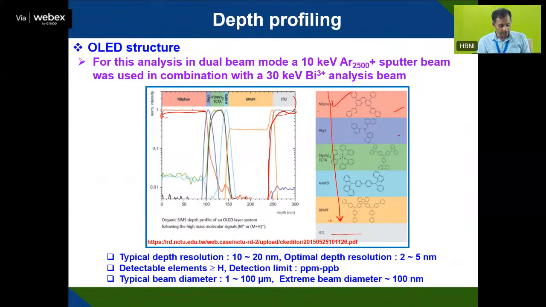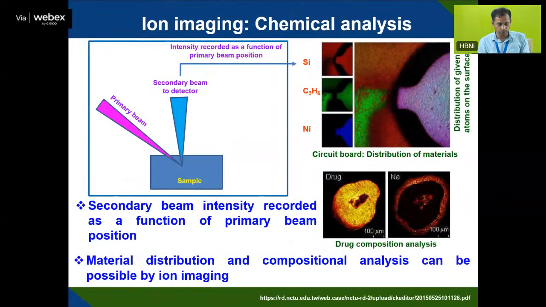And here are the detectable elements. All elements, greater than or equal to hydrogen, can be detected here, and the detection limit is in the ppm to ppb range. You also have very good data resolution using these spectra from secondary ion mass spectroscopy. Since ions are produced here, ion imaging is possible, and that ion imaging leads to chemical analysis.